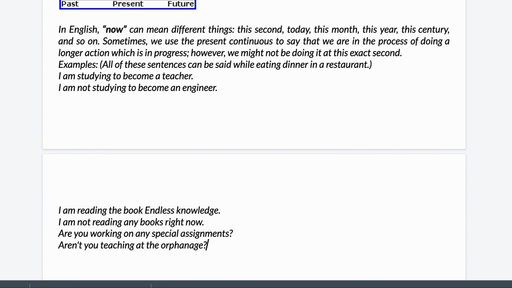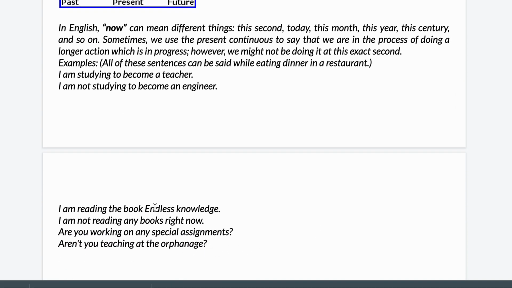I'm reading the book. I'm reading the book "Endless Knowledge". This is the title of the book. I'm reading the book, and this is the title. I'm not reading any books right now. Right now, I'm not doing anything. I'm not reading any books.